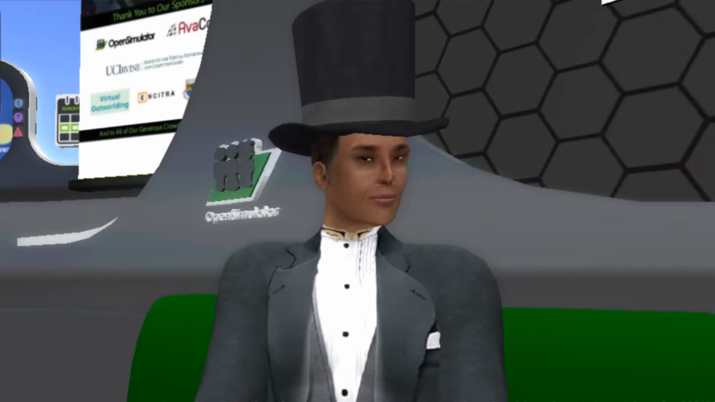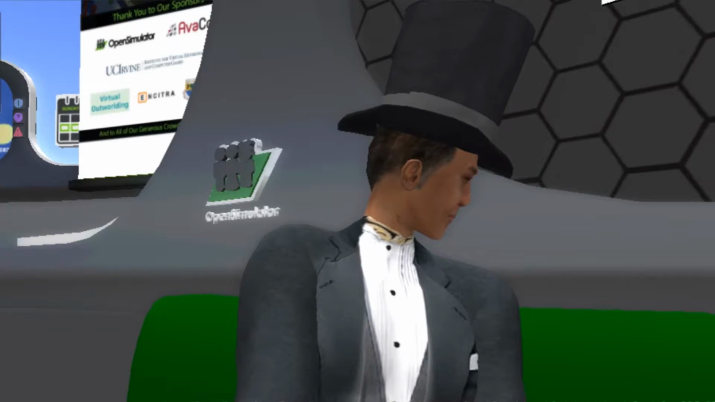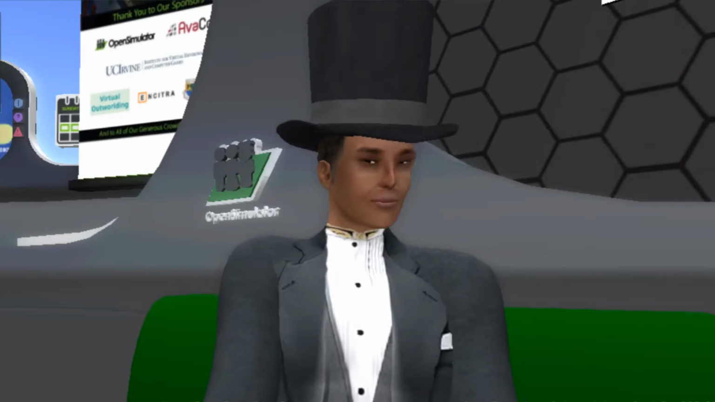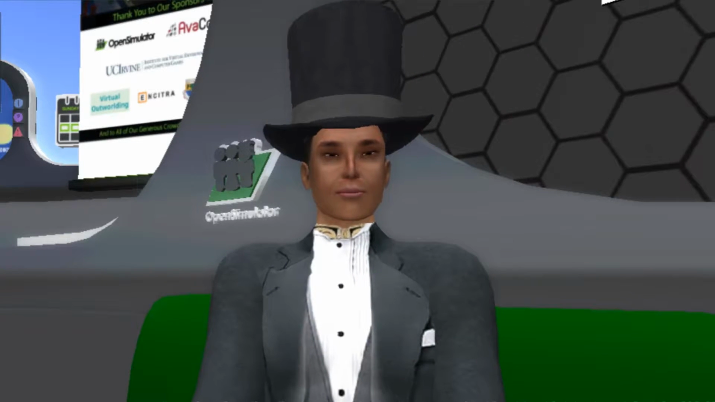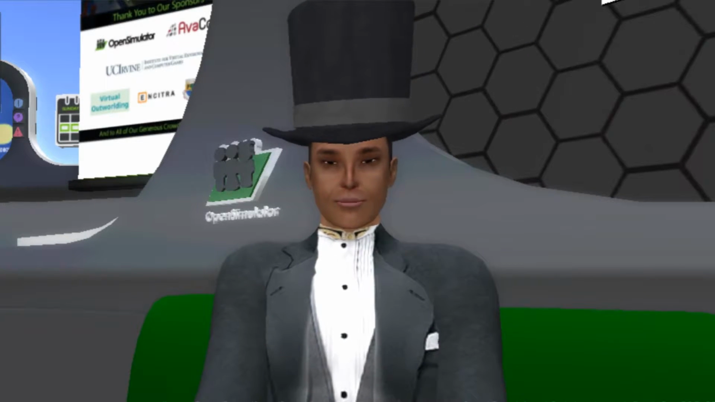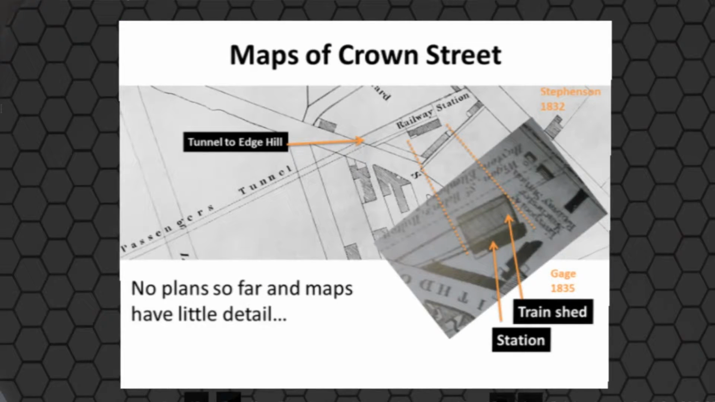With Crown Street, we know almost nothing about the layout of the actual station building. And you'll see that we have a couple of very outline maps. There are two components that we can readily recognize, the station building and a train shed to shelter the carriages. But there are no plans for the buildings, and the maps, as you can see, have relatively little detail.